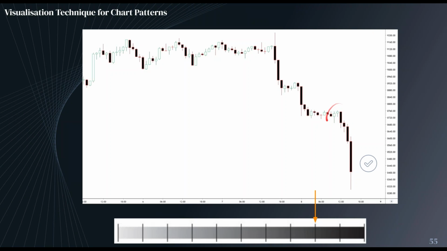As we can see, there's a further drop. So this is where we left off, and the price has continued to go down. This can confirm our bearish bias.